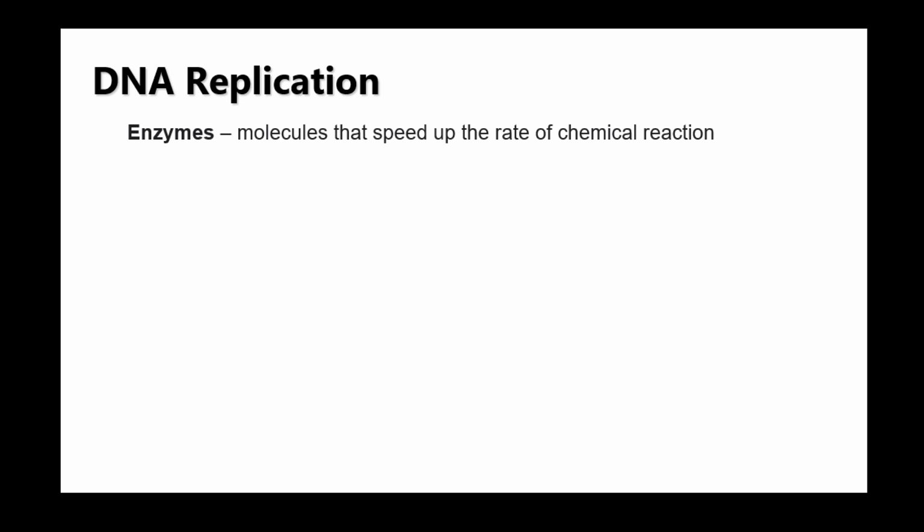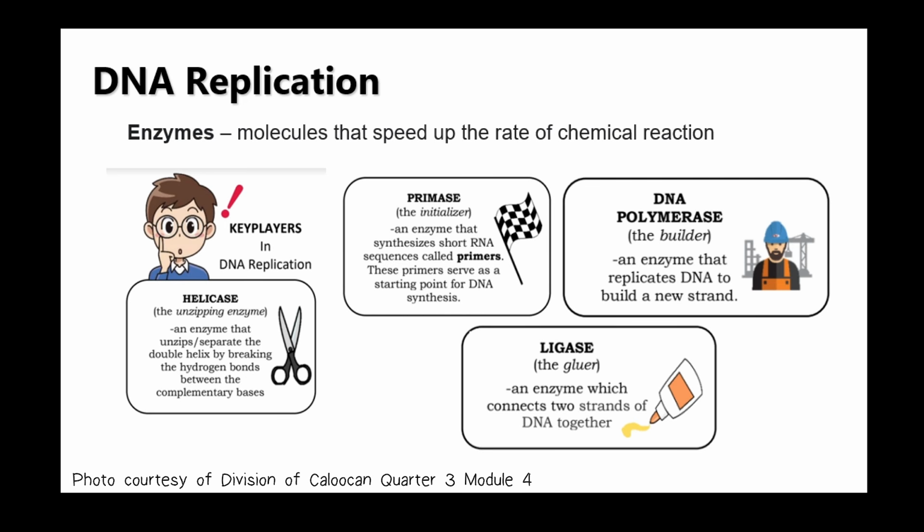So, ano-ano ba itong mga key players na ito? So, itong pictures na ito ay kinuha ko sa module namin sa Grade 10 Science, Module 4 of Division of Caloocan. As you can see, there are 4 key players in DNA replication. We have helicase, we have primase, we have DNA polymerase, and we have ligase. So, para mas maintindihan natin kung ano yung nangyayari dito, I will show you a simulation of what happens.